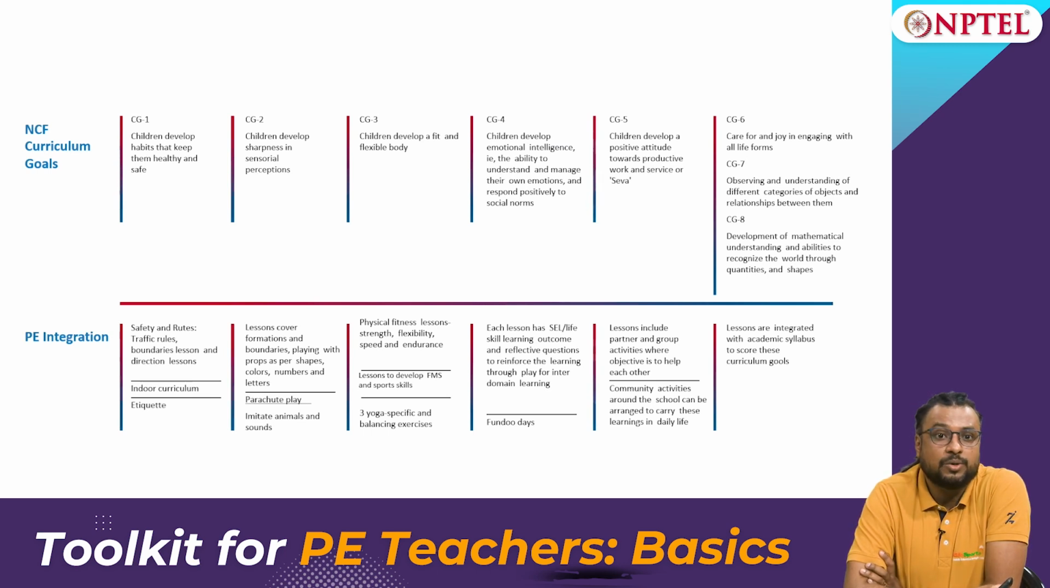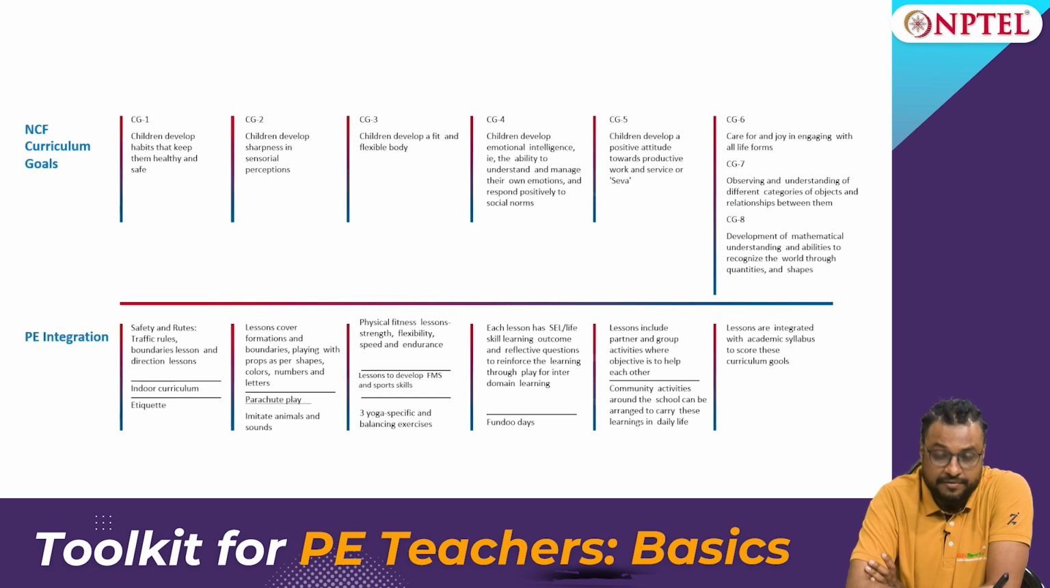So here are the goals of the National Curriculum Framework. For example, CG1 says children develop habits that keep them healthy and safe. There is an example below of the PE integration of the Sports Village Edu Sports Program curriculum, wherein there is a lesson for safety and rules. The lesson name is Traffic Rules, where students learn boundaries, lessons, and directions.